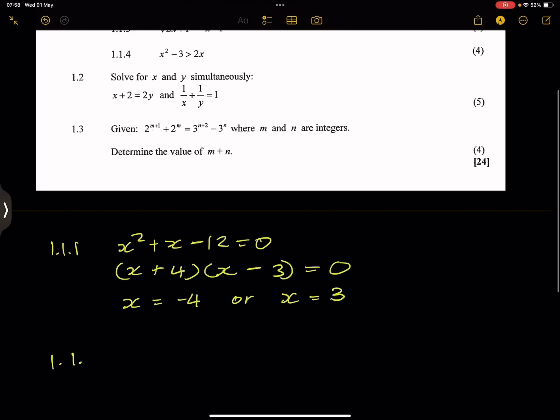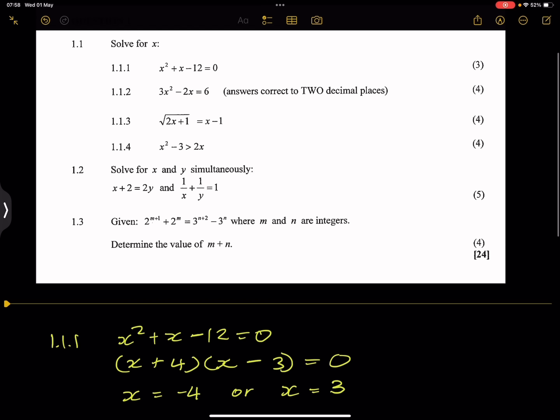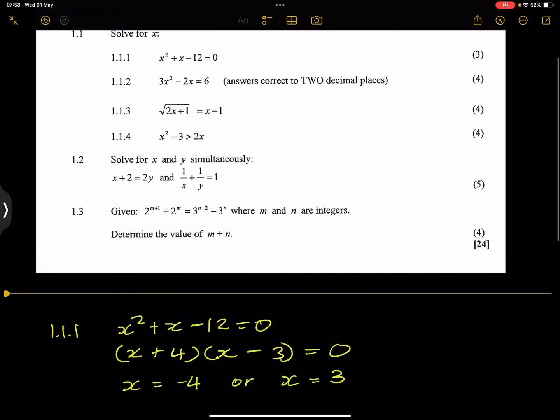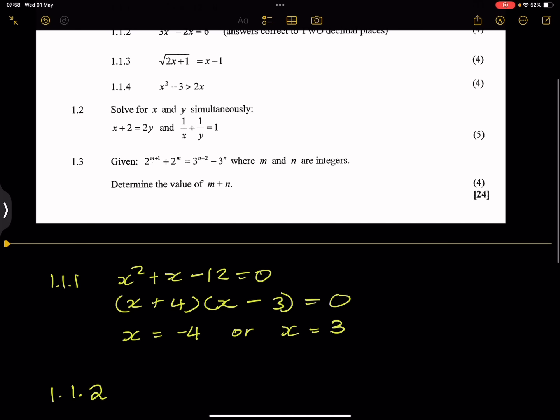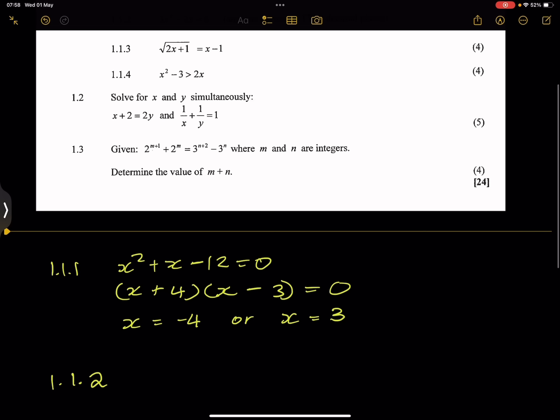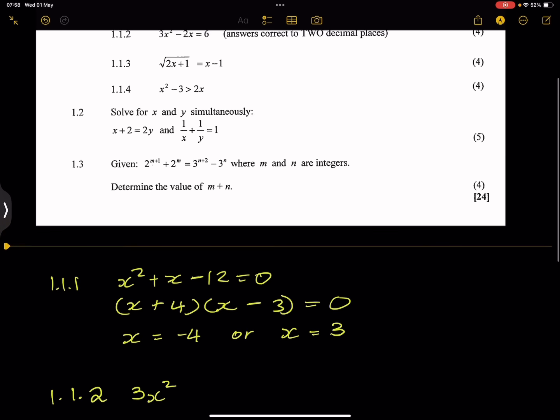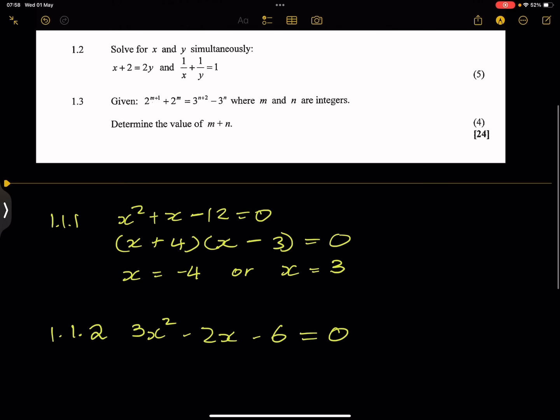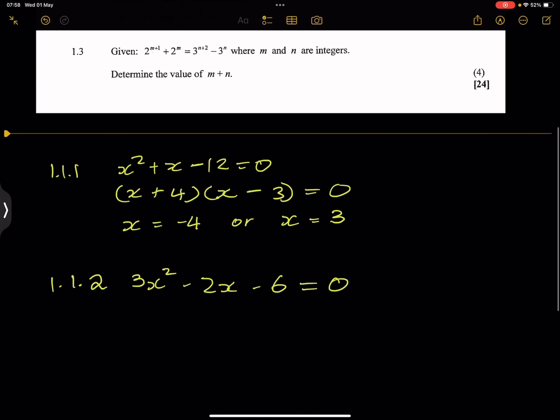Right, moving right along to the second question. So we've got 3x squared minus 2x equal to 6. Now remember, when they say to you answer correct to 2 decimal places, it means that we are actually going to use our quadratic formula. So please keep that in mind all the time. So we've got 3x squared minus 2x. I'm just going to bring the 6 to the other side so that it's in standard quadratic form. So we use our quadratic formula.